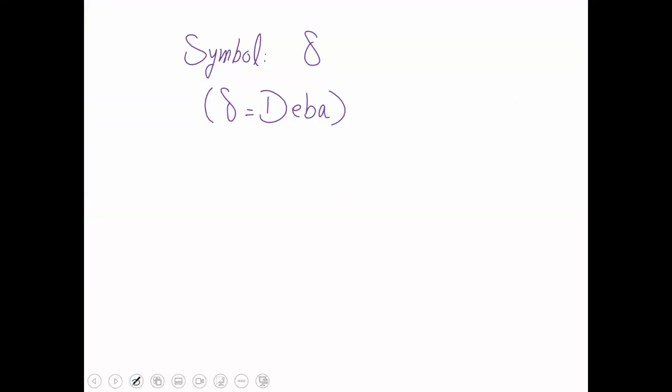The symbol is this, which we read as delta. So you have to copy first the symbol.